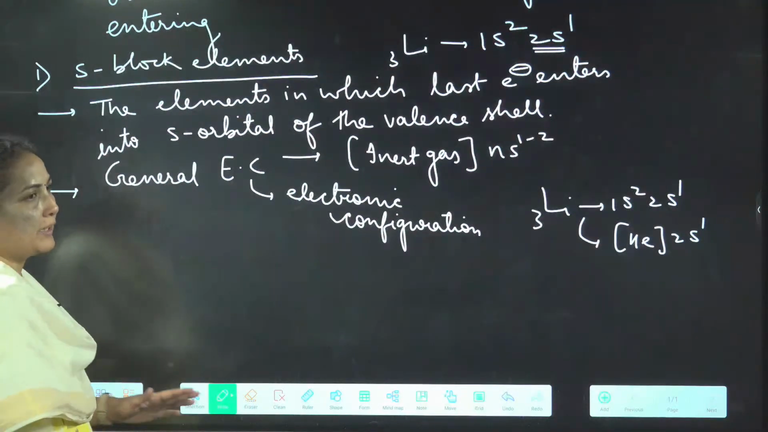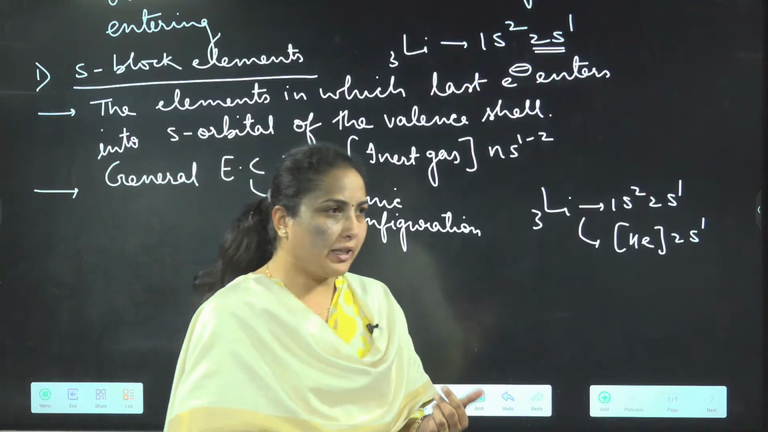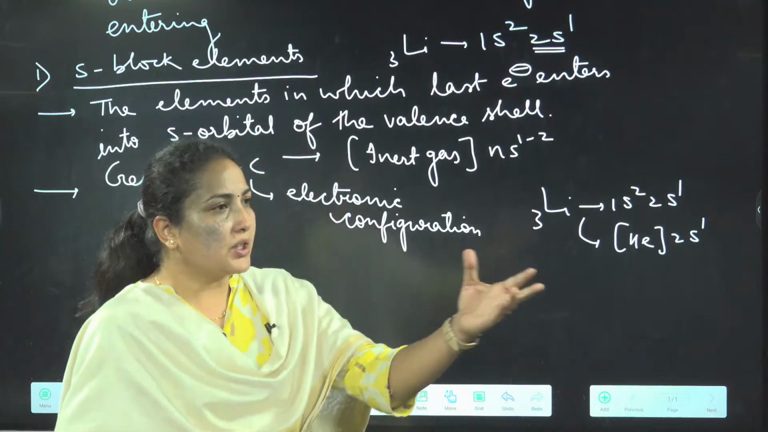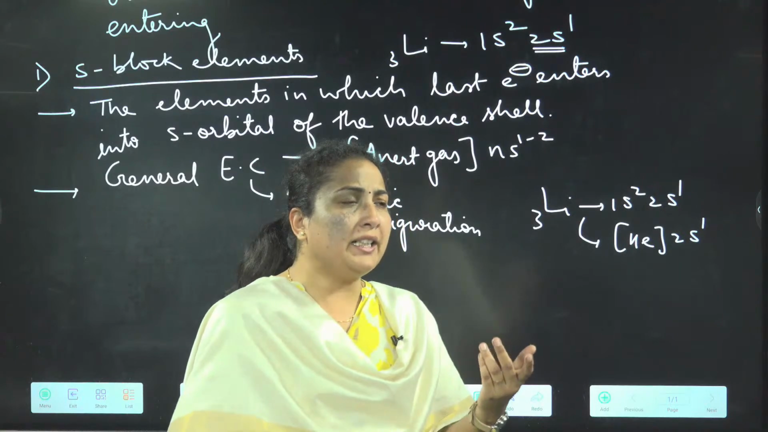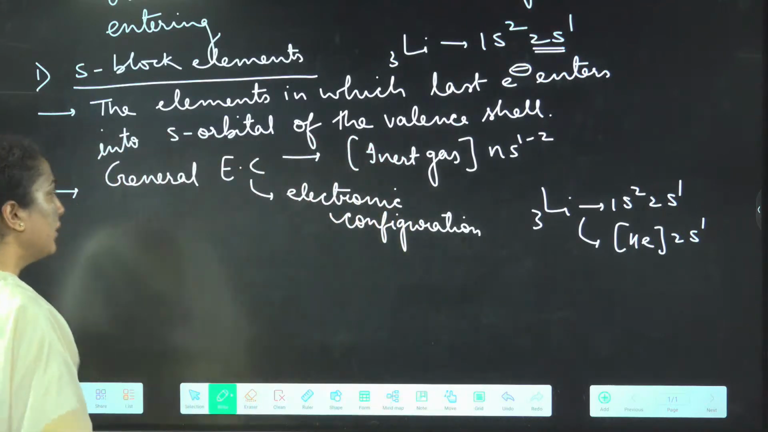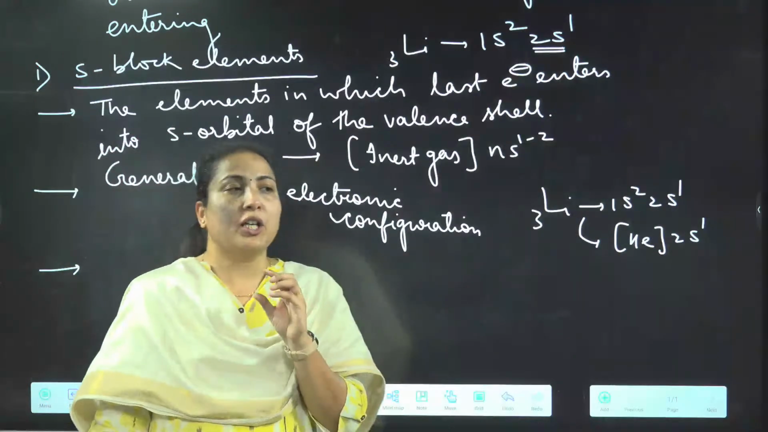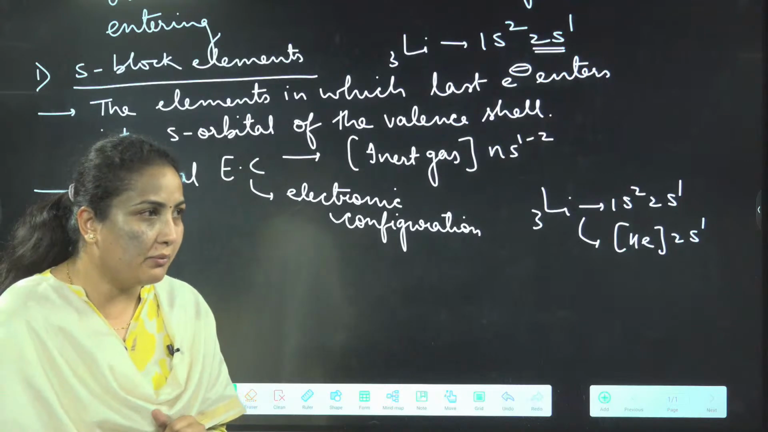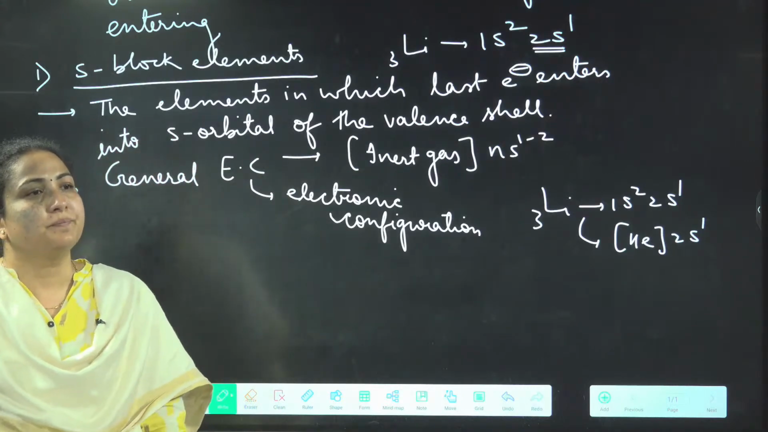This is the general electronic configuration, and from this a very simple question can be made, like identify the general electronic configuration for S, P, D or F, right? Such a question can easily be made, and it could be scoring. Now in the periodic table, which are the groups which come under these S block elements, right? Which are those groups? Can anybody answer?